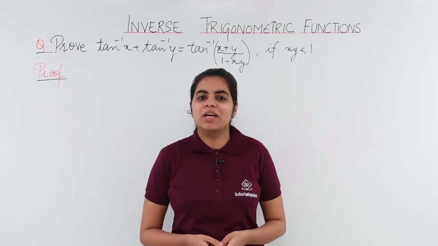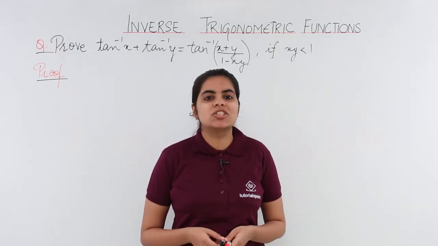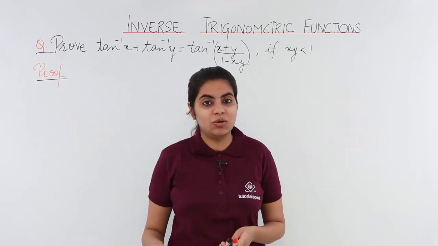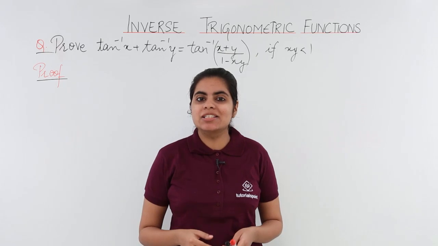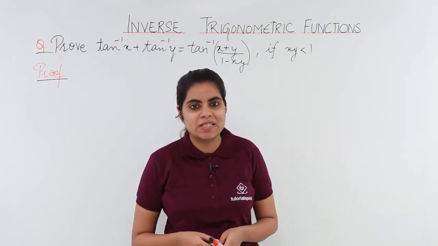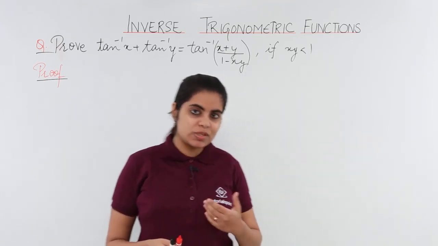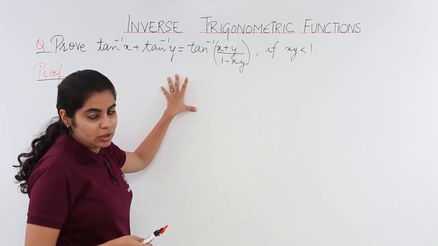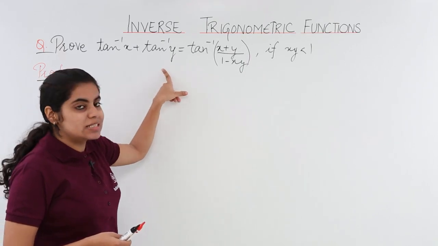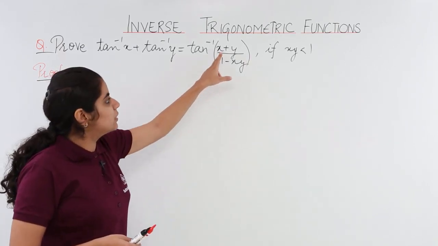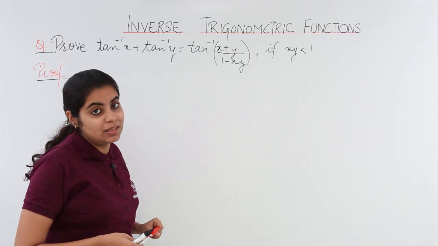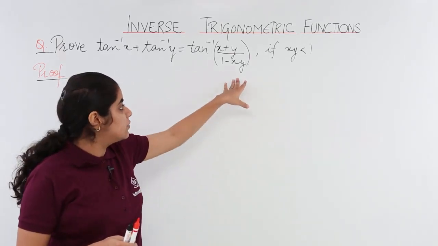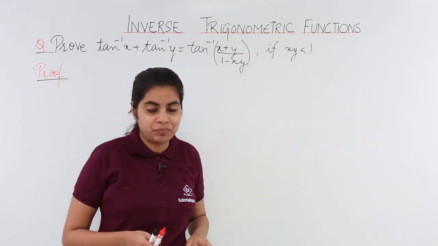In this video, we are going to see the next question related to proof. It is also a property, and a question related to tan inverse of x. The formula goes such that: prove tan inverse x plus tan inverse y is equal to tan inverse of (x plus y) upon (1 minus xy), and the condition on xy is given as xy less than 1.